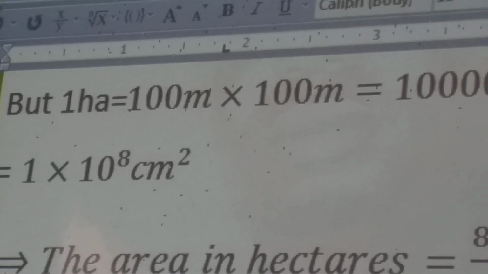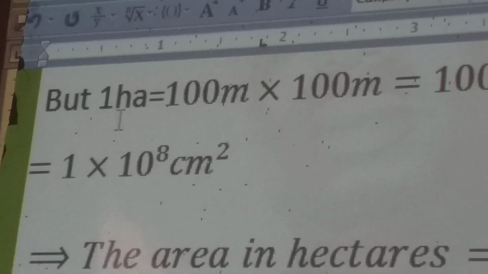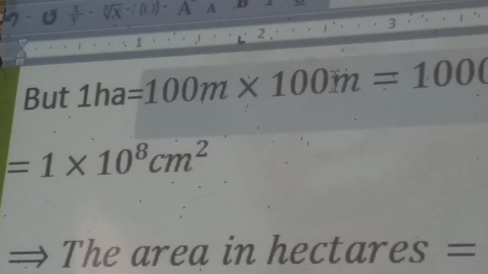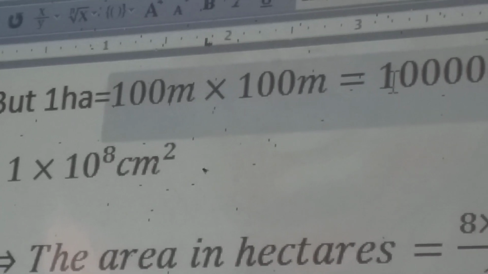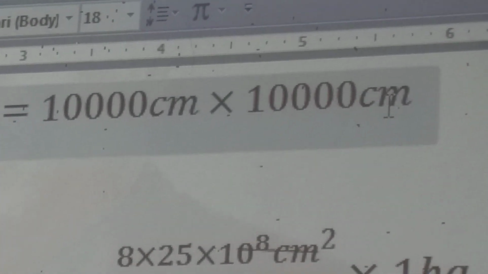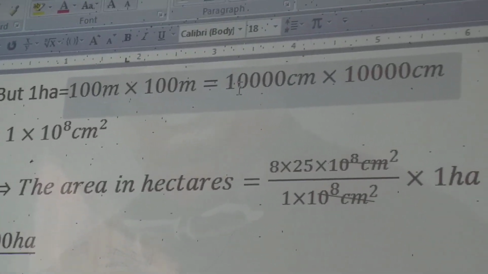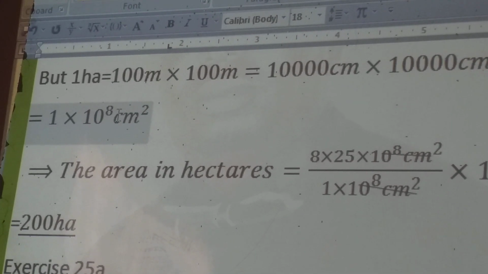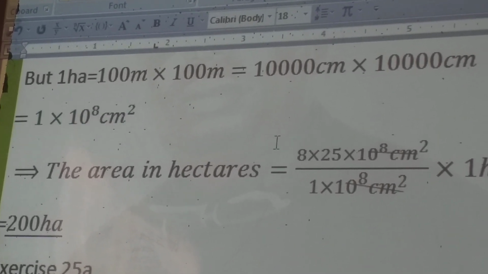But we are told to give it in hectares. You must be able to convert from square centimeters to hectares. We should remember that 1 hectare is equal to 100 meters by 100 meters. We want to express it in square centimeters, so we change the 100 meters to centimeters. It becomes 10,000 centimeters times 10,000 centimeters, which is equal to 1 times 10 to the power 8 square centimeters. So 1 hectare is equal to 1 times 10 to the power 8 square centimeters.